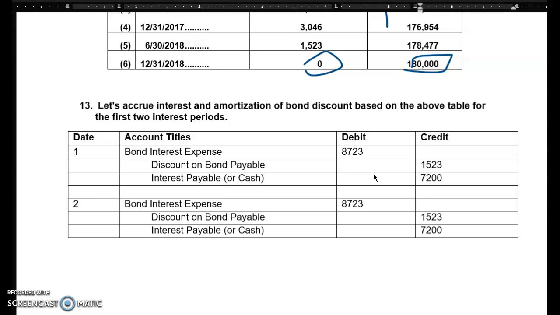Let's do the journal entries, okay? Now, when you have a discount, your bond interest is higher. Your bond interest expense is higher than what you're actually paying out in cash. So every 6 months, the stated rate's 8%, right? You divide that by 2 for every 6 months, you get 4%.